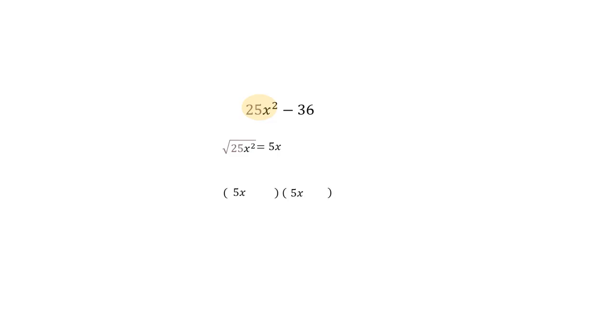Write them into our brackets. Look at the next term. The square root of 36 is 6. Place them there. Separate it by a positive and then a negative, or a negative and a positive. Either way works.